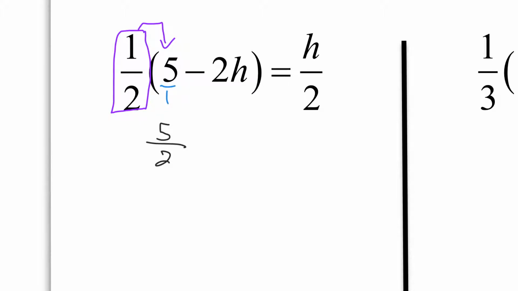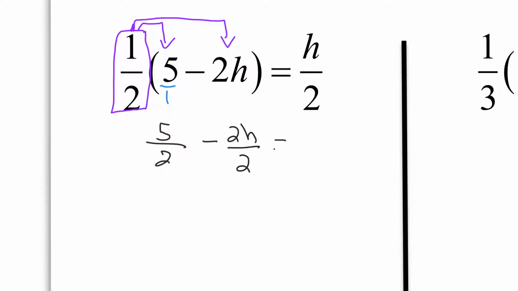Then you multiply the next one. You are going to distribute that 1/2 times the minus 2h. Remember, we multiply the numerator times the term inside, in this case minus 2h. So that's going to be negative, minus 2h. One more time, you multiply the 1 times the 2h, so that's going to be 2h, and you keep the denominator, so we have over 2. That's how you distribute the fraction into the parentheses.